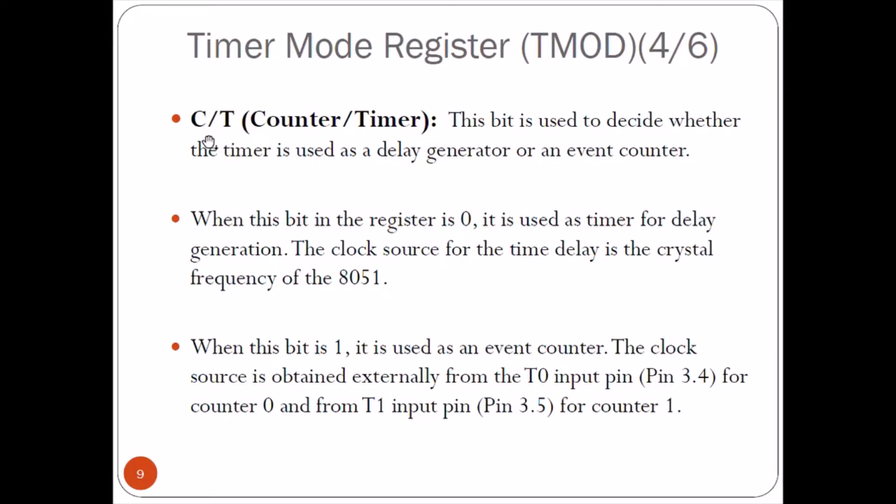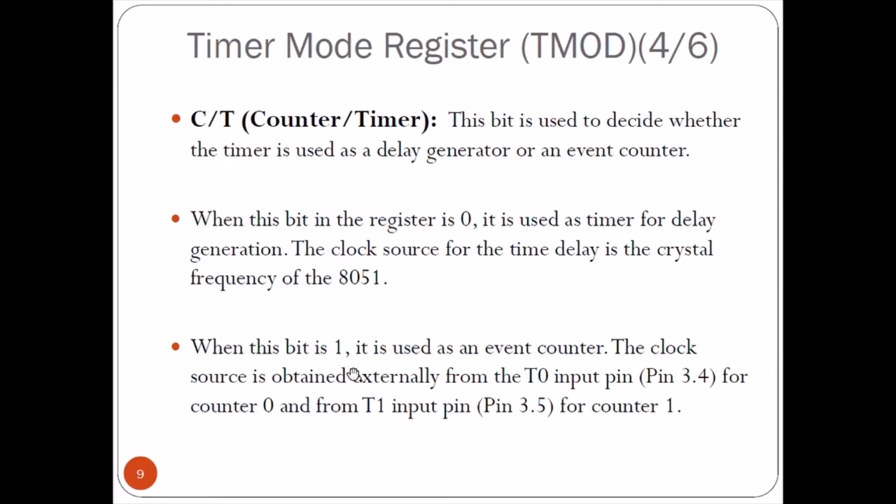This slide shows the counter or timer bit. The timer is used as a delay generator or an event counter. If it is 0, then it is for delay generation, and the clock source is the crystal frequency of the 8051, that is the crystal oscillator which we have.